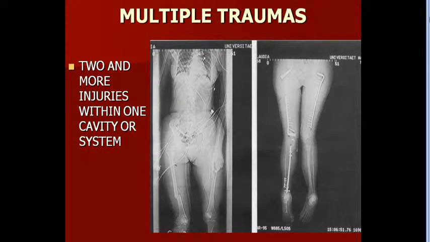Multiple trauma. Definition: 2 and more injuries within one cavity or a system. For example, look, it's a woman after automobile accident, 1 mechanical trauma. And you look, fracture of both thighs, fracture of the leg, and others at one moment. It's 2 and more injuries. It's multiple trauma.